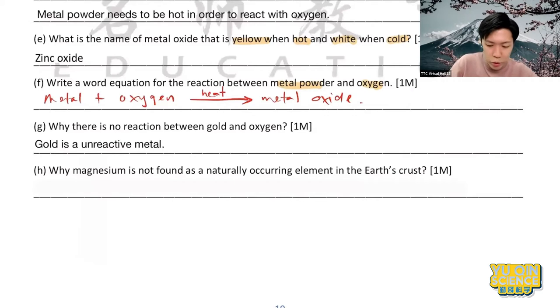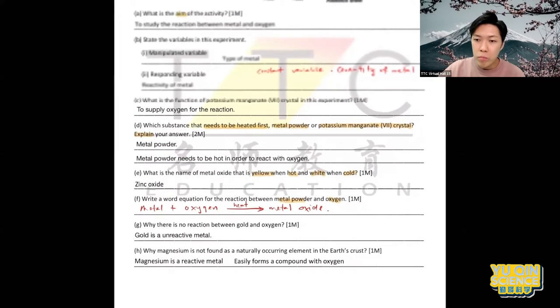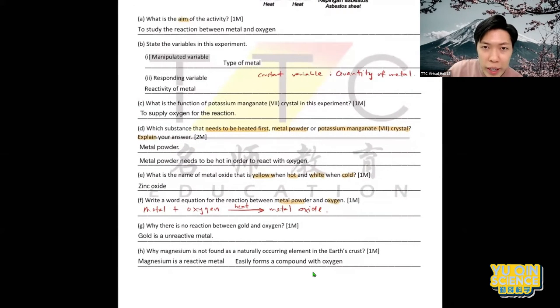Okay, then very simple. We will just say that magnesium is very reactive. They combine with someone else. You always see metals with someone else. So, first of all, metal is a reactive metal, easily form a compound. Okay, good. That's your second experiment. All good? Okay, we move on to the next type.